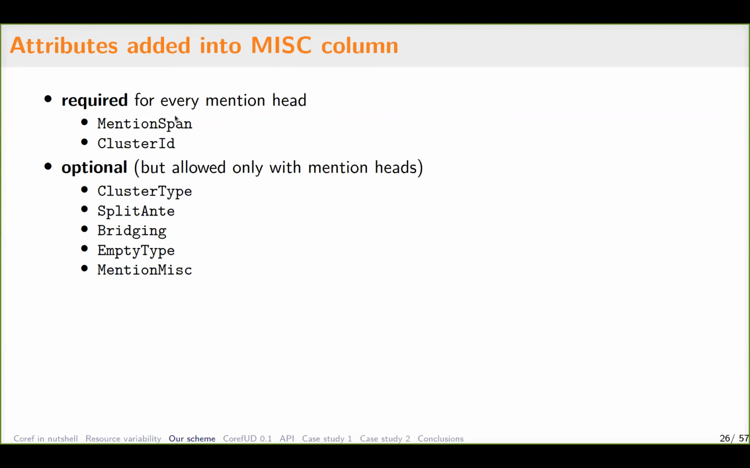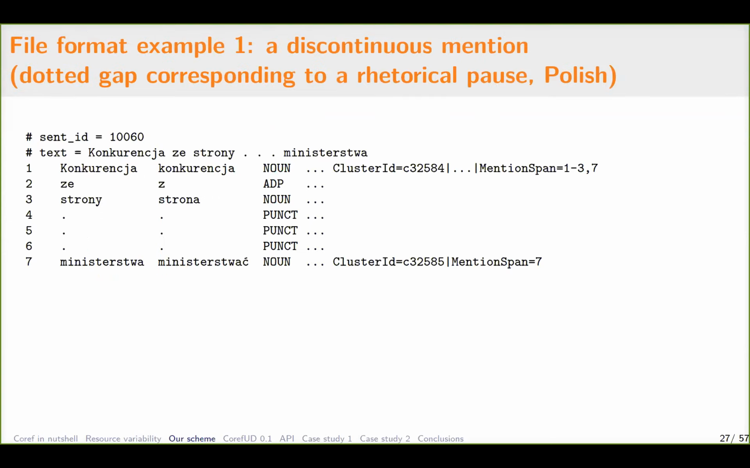pairs in the MISC column, and for each mention we describe the mention span and the cluster which it belongs to, and optionally we can specify split antecedent or bridging relations, or empty type in case of zeros, and some other examples. So let me show some examples.